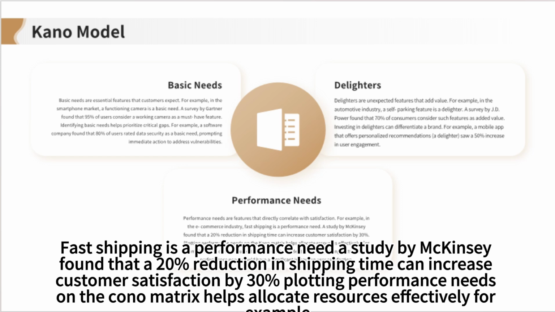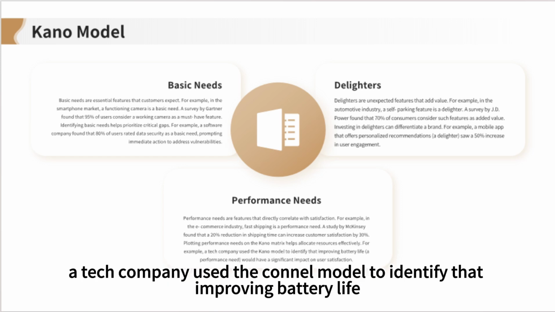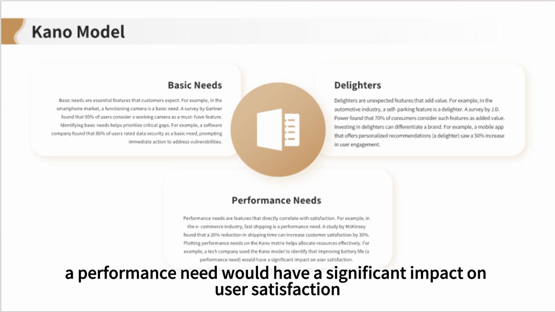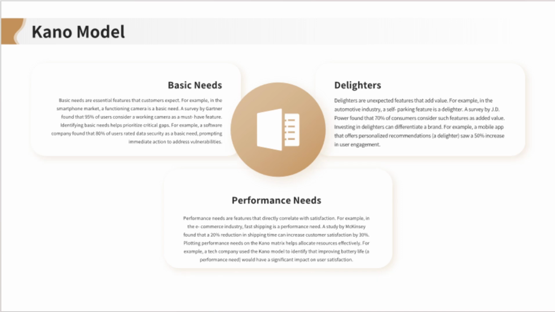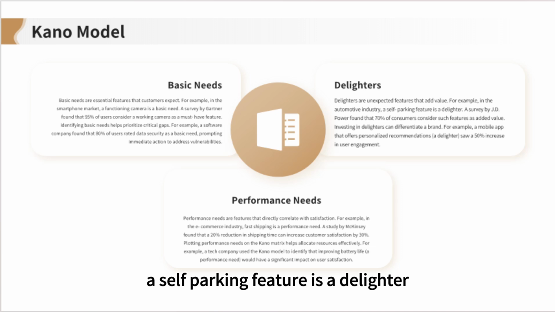Plotting performance needs on the Kano matrix helps allocate resources effectively. For example, a tech company used the Kano model to identify that improving battery life, a performance need, would have a significant impact on user satisfaction. Delighters. Delighters are unexpected features that add value. For example, in the automotive industry, a self-parking feature is a delighter.